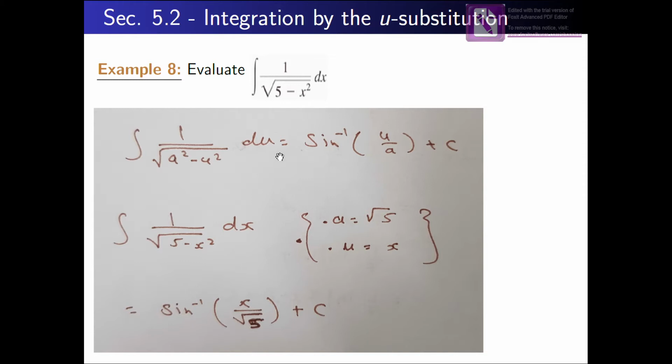So from here, our a is equal to root 5, because here we have a squared minus u squared. Here we have 5, so this is a squared. So what is a? a will be equal to root 5. Then minus u squared, so here we have minus x squared, so u is equal to x. So the integral of 1 over root 5 minus x squared dx will be sine inverse of u over a, which is x over root 5. Then we add the constant c.